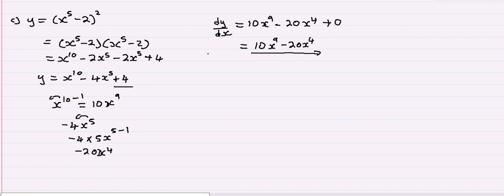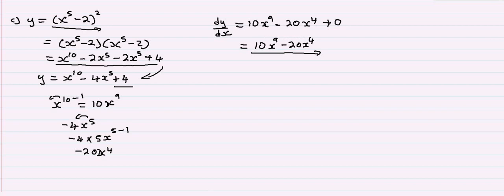So what we have done is, remember, if you are given the brackets, you expand, meaning (x⁵ − 2)² is the same as x¹⁰ − 2x⁵ − 2x⁵ + 4, which when we simplify is x¹⁰ − 4x⁵ + 4. Then when you need the derivative, it is the same as 10x⁹ − 20x⁴.